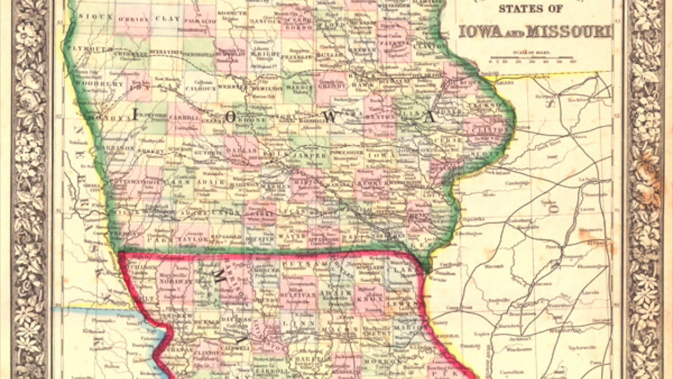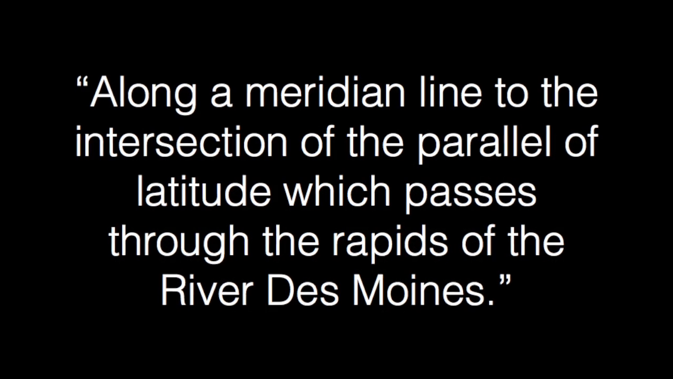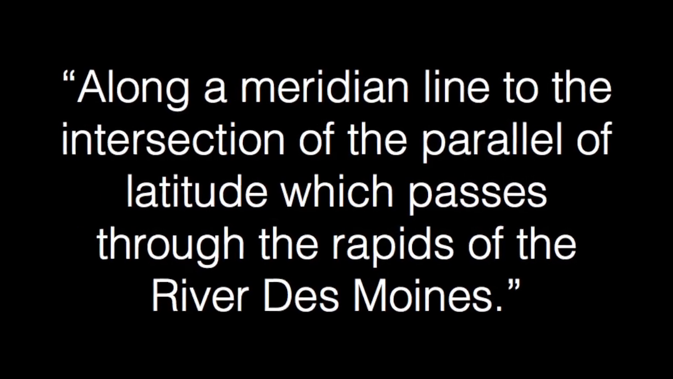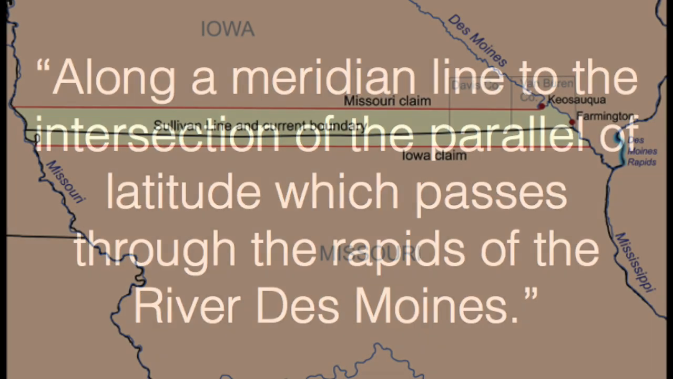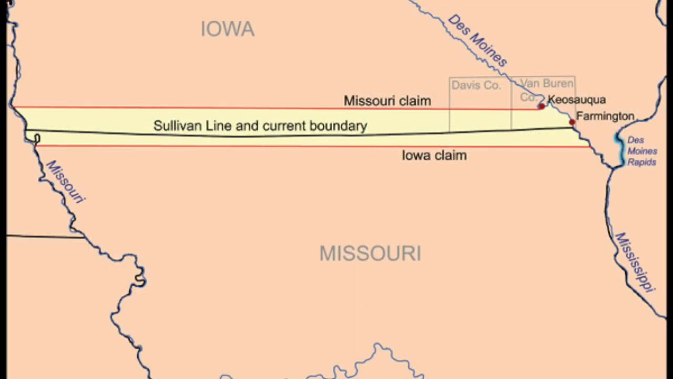When he described the location of his markers, he wrote that it was along a meridian line to the intersection of the parallel of latitude which passes through the rapids of the river Des Moines. This border was labeled the Sullivan Line.